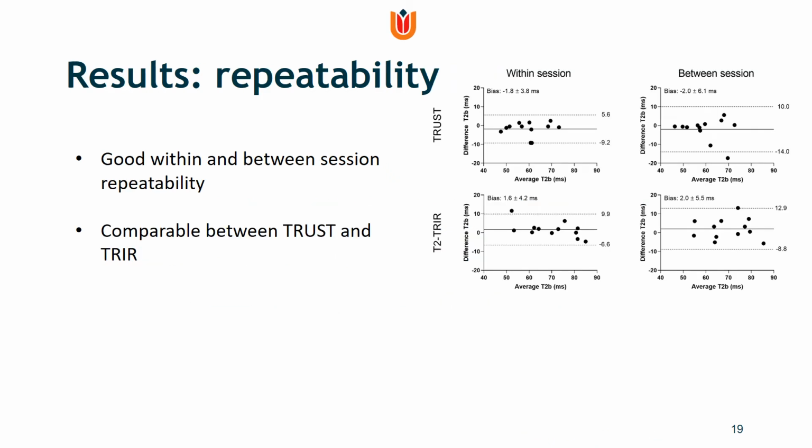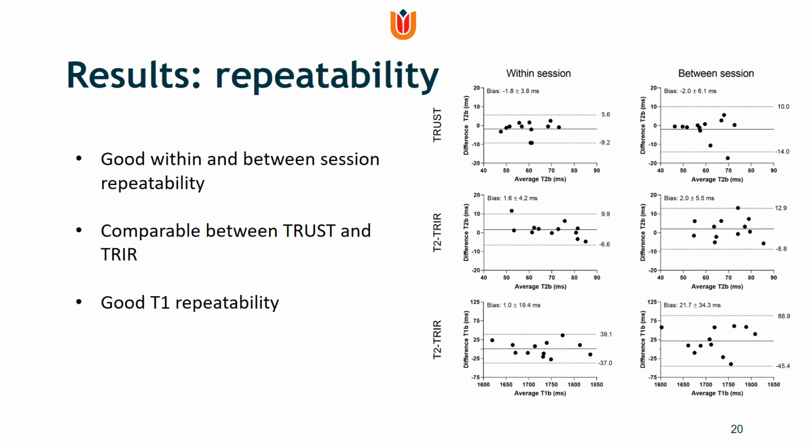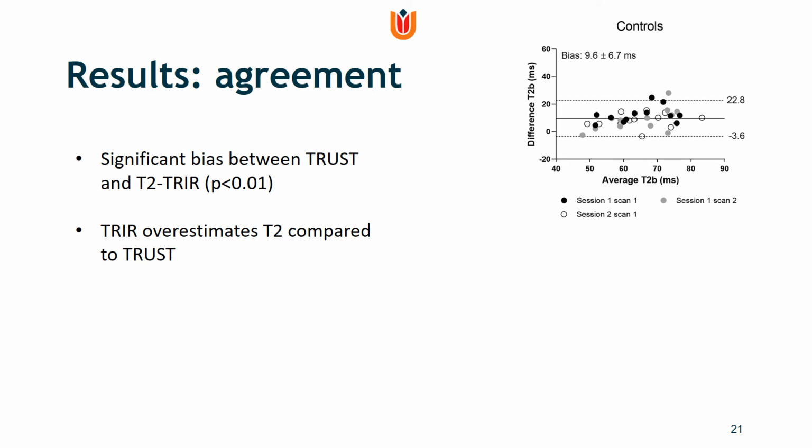And that brings me to the results. If we look at the blood T2 estimates, we observed good within and between session repeatability for both techniques. Additionally, we observed good T1 repeatability for the TRIR sequence as well. However, there was a bias between the T2 values from TRUST and TRIR. TRIR consistently resulted in higher T2 values compared to TRUST.